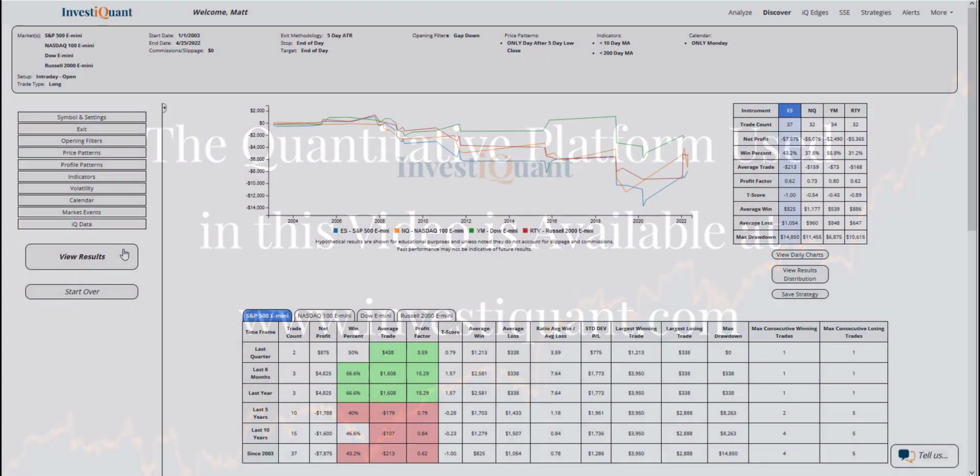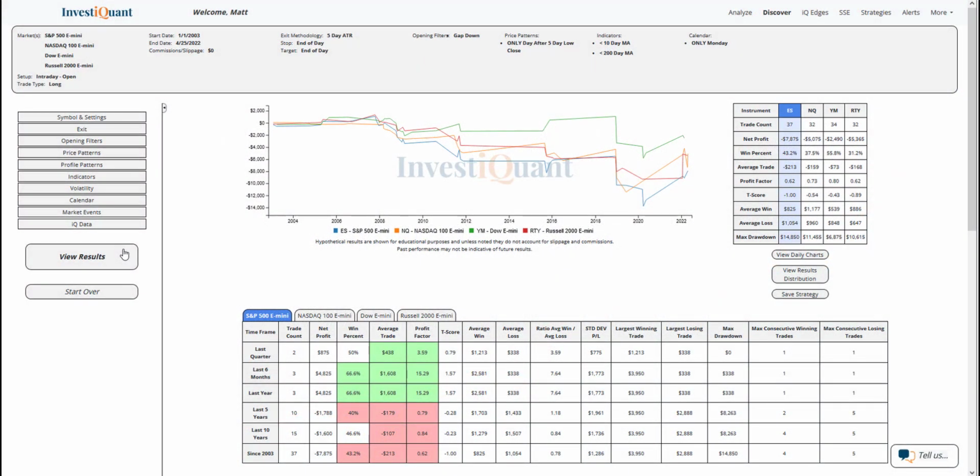And here we go. These are the results based upon entering the market long at 9:30 a.m. Eastern Time, exiting at 4:15 p.m. Eastern Time. When it is a Monday, you are gapping down, and the prior session closed at a 5-day low and below a 10 and 200-day simple moving average. Historically, we have 37 samples here in the S&P dating back to 2003. For the NASDAQ, we've got 32 samples. For the Dow, 34. For the Russell, 32.